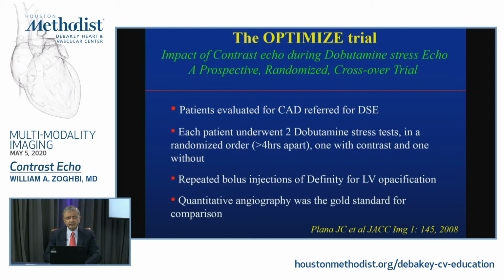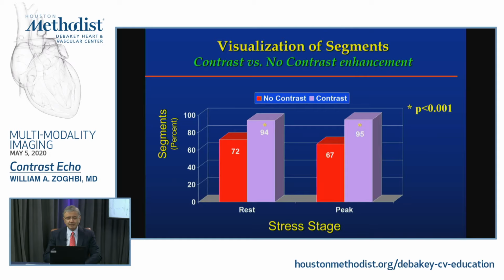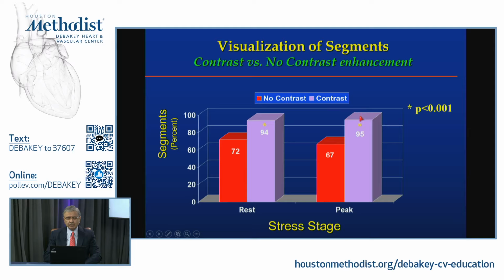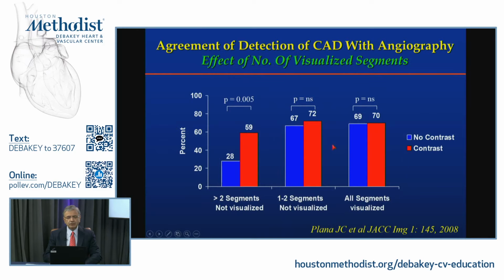Is it cost effective? This is the optimized trial that we did, a randomized trial. We're not going to do this again. Randomized trial for dobutamine echocardiography. So patients get 2 stress echoes, 2 dobutamine stress echoes, one with and one without contrast. And this was by Juan Carlos Plana when he was a fellow with us, published in JACC Imaging. Notice a few things. Visualization of segments. Non-contrast versus contrast. Better at rest. Continues good during stress. And we know that with stress you have some decrement in visualization, right?